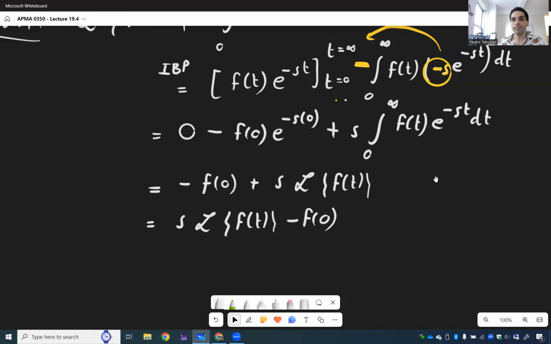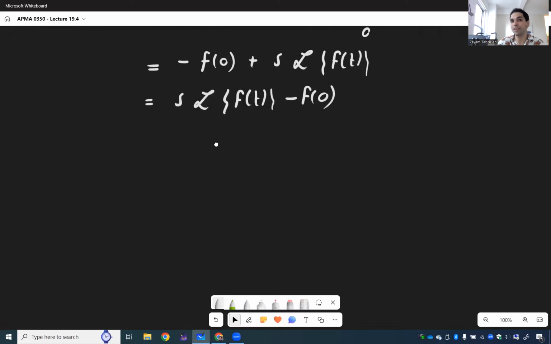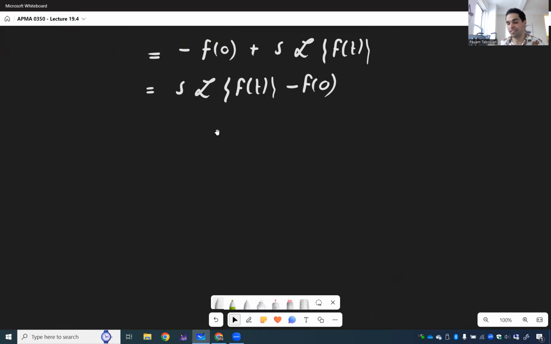And once again, that's very important because it transforms differential equations into algebra equations. And we'll see very important applications of this in the next lecture. But before we end this, we did this for first derivatives. The same thing holds for second derivatives.